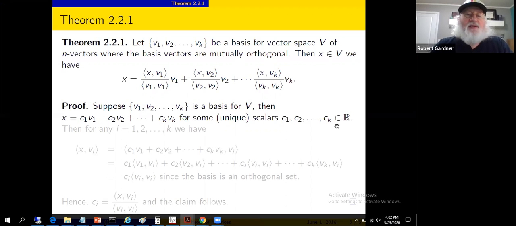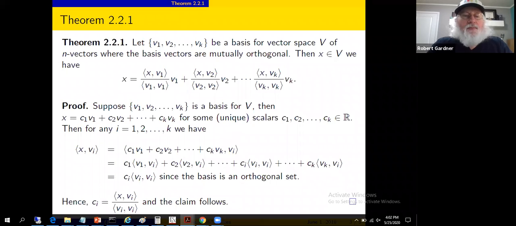All right, suppose we have a basis, v1 through v sub k, of orthogonal vectors. Then you know you can write vector x as a linear combination of those vectors for some scalars, some coefficients, c sub 1 through c sub k. They're uniquely chosen. A basis has a unique collection of scalar coefficients such that you can produce the linear combination. That was a theorem we had earlier. All right, now let's take an inner product of x with v sub i. That is an inner product of that linear combination with v sub i. Properties of inner products allow you to express it as this linear combination.